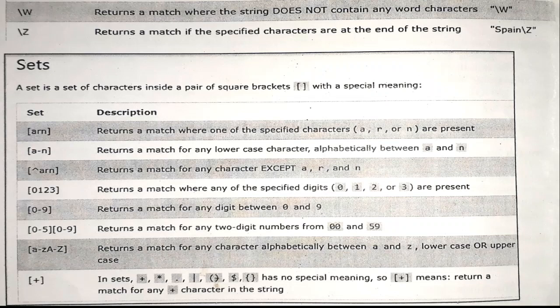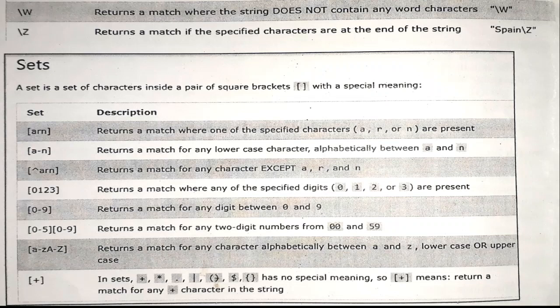If your string contains 0, 1, 2, 3 digits, then it will return the answer as true, otherwise false. Then within a square bracket we have specified 0 to 9. So 0 to 9 means the string can contain the characters between 0 to 9, then the match will return as an answer true.